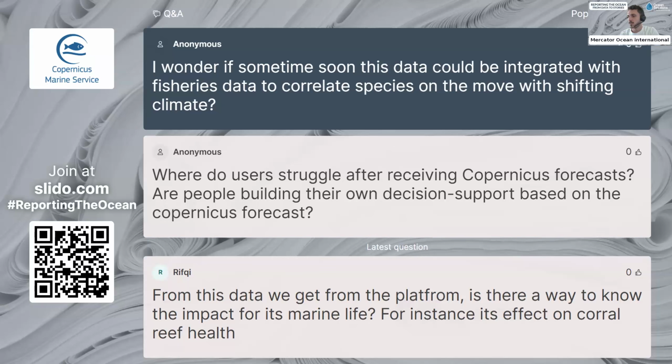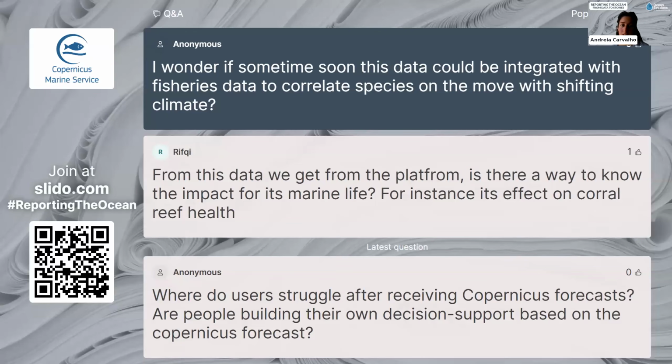For our last question, I wonder if sometime soon this data could be integrated with fisheries data to correlate species on the move with shifting climate. Yeah, that's interesting. We are also developing parallel tools or applications that involve other types of data. In My Ocean Viewers, you also have other types of data. For the moment, in My Ocean Health, you only have indicators, really focused on the state. But this is definitely a good point, and it's in our plans to include new variables. So I'll keep that as a suggestion.